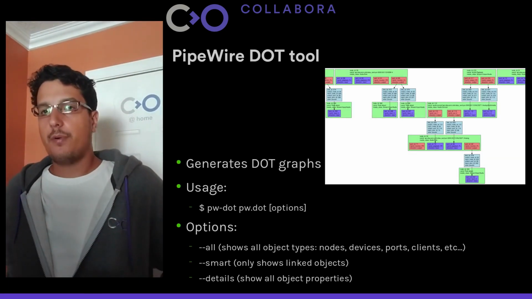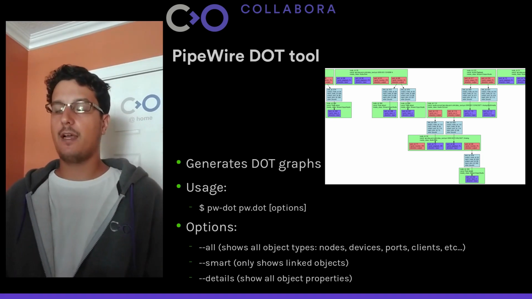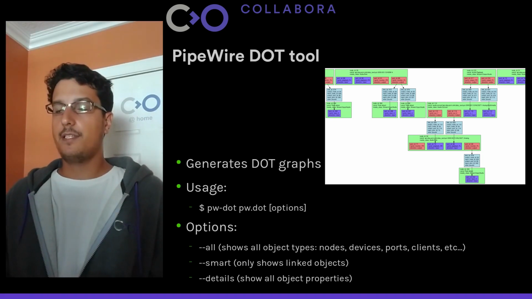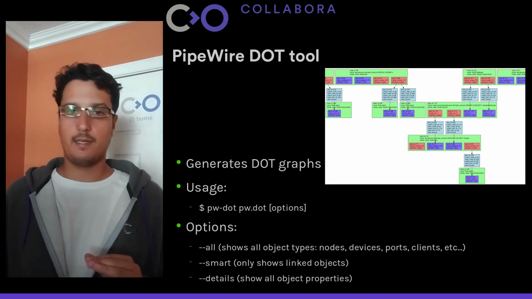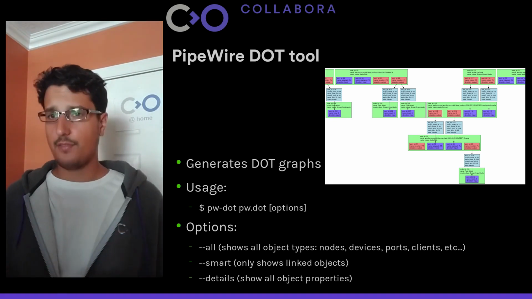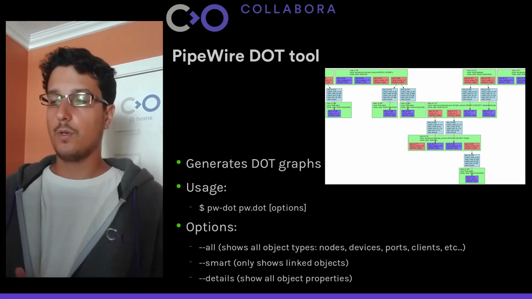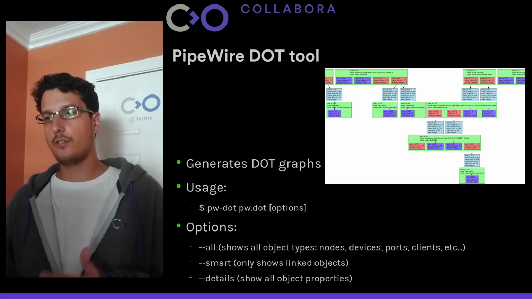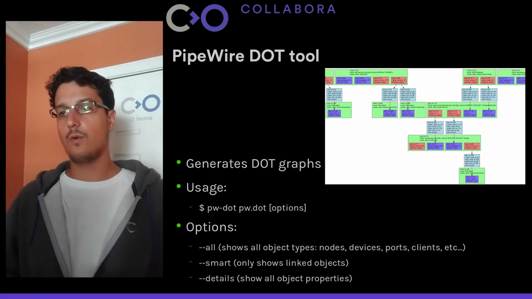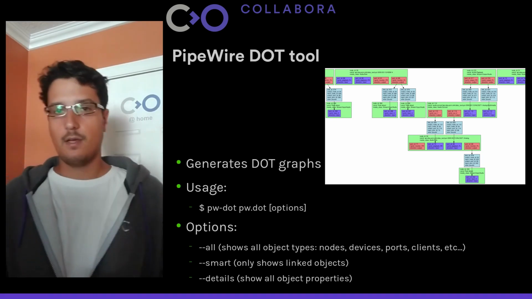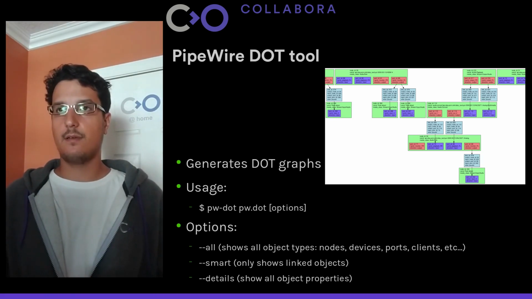Before moving on to the second part, this is a small example of a contribution I have made in PipeWire. It is now possible to generate a graph with all the nodes, links, and ports that the daemon has by just running the pipewire dot tool. There are several options. You can show basically all the objects, you can show only the linked objects, and you can show all the properties of the objects, which is very, very easy to debug.